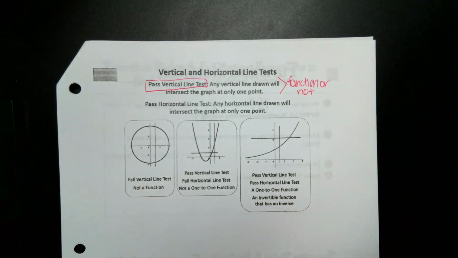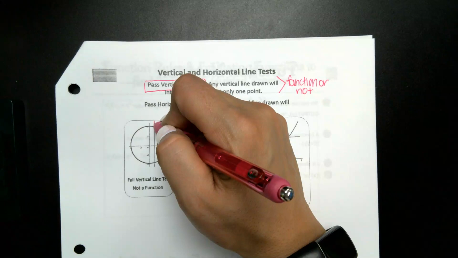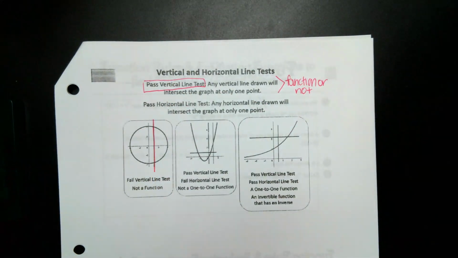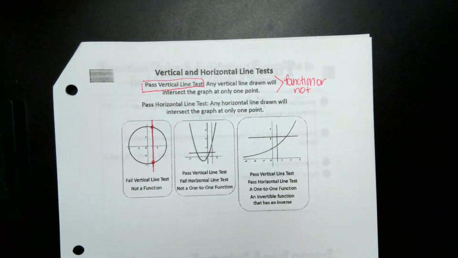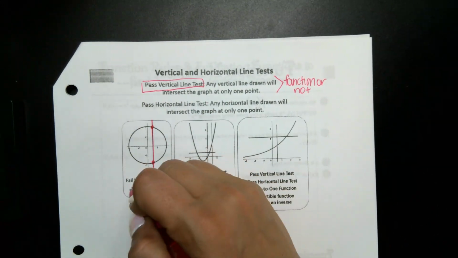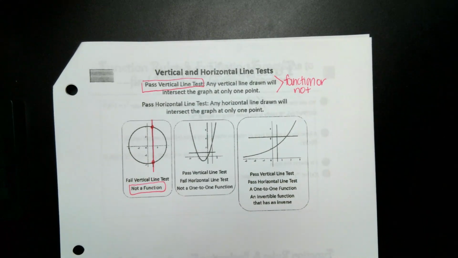So watch, we're going to do that one first. If you take a look at this circle, if I were to draw a vertical line, it should only pass through one point. Does this only pass through one point? No, so that does not pass the vertical line test. So that one is not a function. And if it's not a function, I don't have to worry about the whole one-to-one thing either.